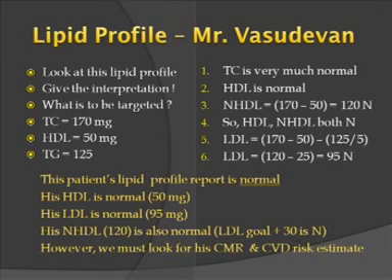Non-HDL is equal to 170 minus 50. Total cholesterol minus HDL is 120. Anything up to 130 is normal. That's okay. So the HDL and NHDL both are normal.